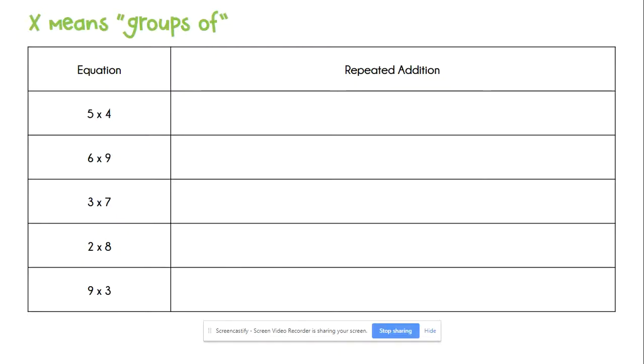In math today, we're going to learn two different strategies to help us multiply. The first one is repeated addition. Now, I'm going to go quickly in this video, so make sure that you pause at different spots so that the students can keep up.